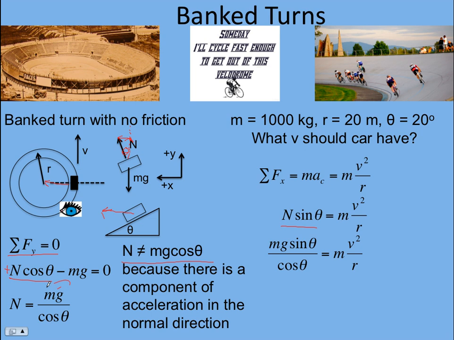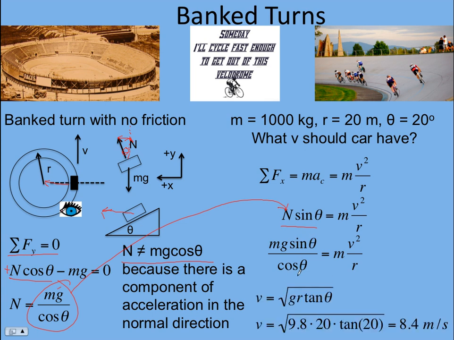And we can substitute what we got for the normal force, or if you hadn't solved for it yet, you could go and get it then. And you get mg over cosine theta times sine theta. And if you remember, sine over cosine theta is tangent theta. So if you simplify and solve for v, you get v is the square root of g r tangent theta. We put in our values and we find out that the car is going 8.4 meters per second. If it went faster than that, it would slide up. If it went slower, it'd slide down.